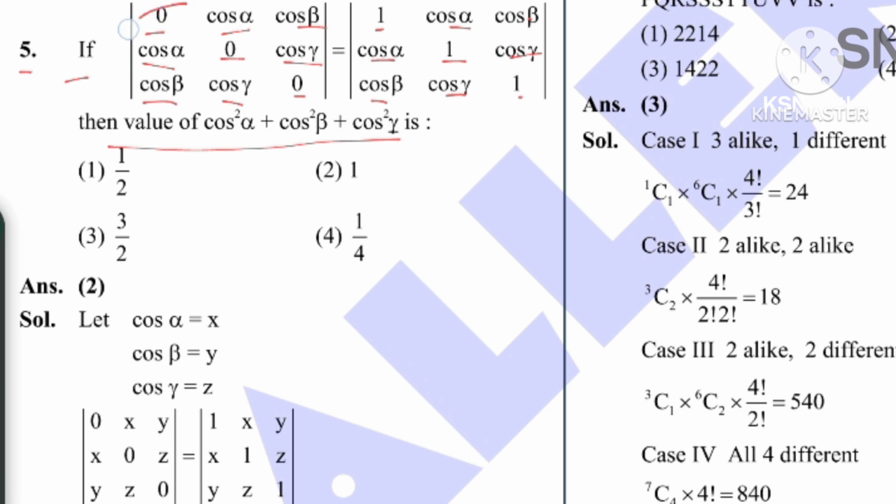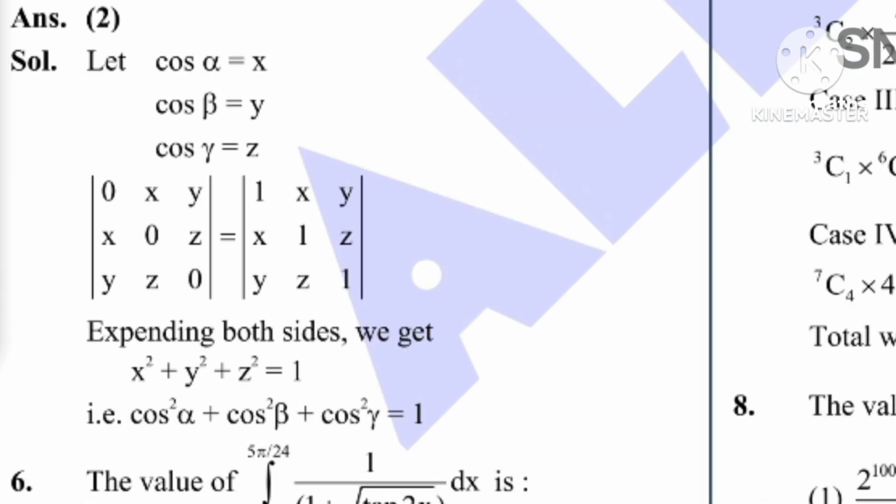Here, this is the skew symmetric matrix. The determinant of a skew symmetric matrix of odd order is 0. So this is only this one. Here this is x, this is y, this is z, so [1, x, y; x, 1, z; y, z, 1]. The determinant of this gives x square plus y square plus z square equal to 1, where x is cos alpha, y is cos beta, z is cos gamma. So cos square alpha plus cos square beta plus cos square gamma is equal to 1.